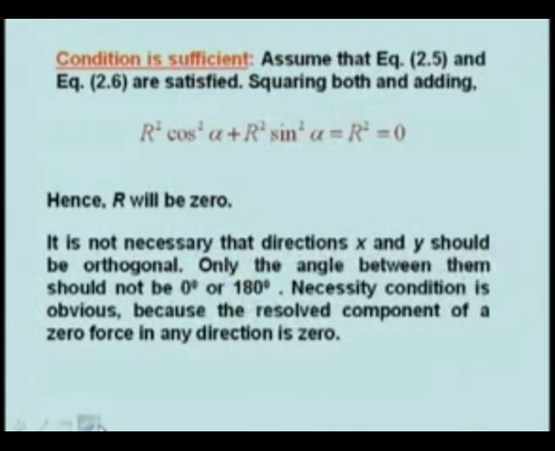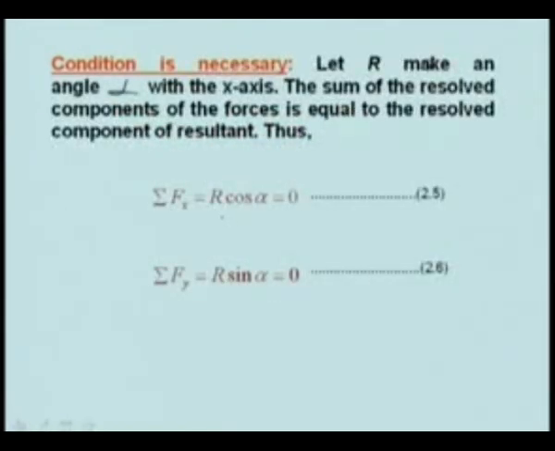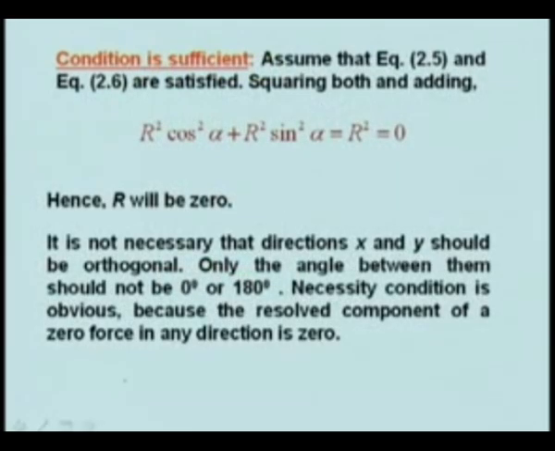This condition is sufficient also because, assume that these equations are satisfied. That means for a certain case r cos alpha is 0 and r sin alpha is 0, which implies that if you square both and add, then r square cos square alpha plus r square sin square alpha is equal to r square, that must be 0, and hence r will be 0. It is not necessary that directions x and y should be orthogonal, only the angle between them should not be 0 degree or 180 degree.